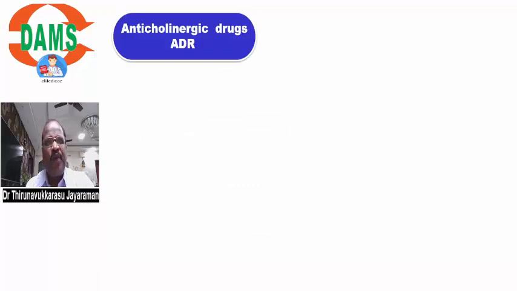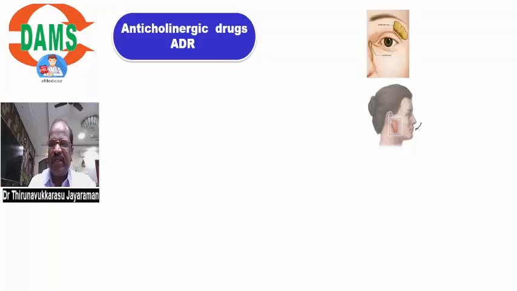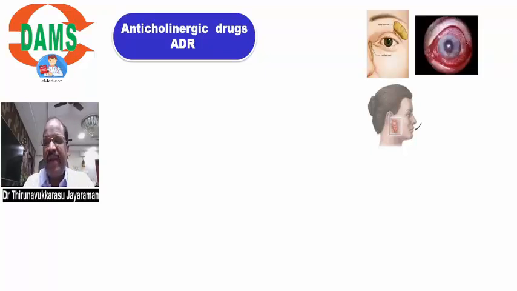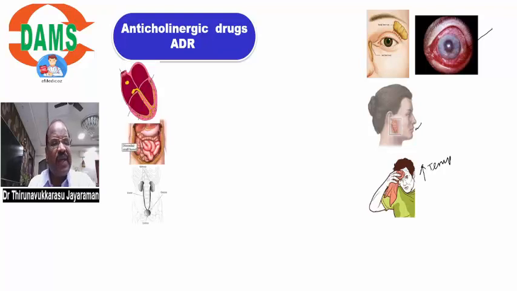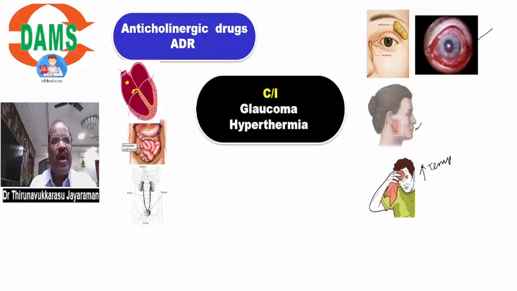This way, when we talk about anticholinergics, they will cause dryness of mouth and dryness of eye, they may cause mydriasis and blurring of vision, and they reduce sweating, thereby body temperature may become high. Anticholinergics cause tachycardia, in the GIT causing constipation, in the bladder causing urine retention. All these are important adverse effects. Based on these adverse effects, you must know the contraindications. Remember, atropine is contraindicated in glaucoma, angle closure glaucoma, and also in hyperthermia.